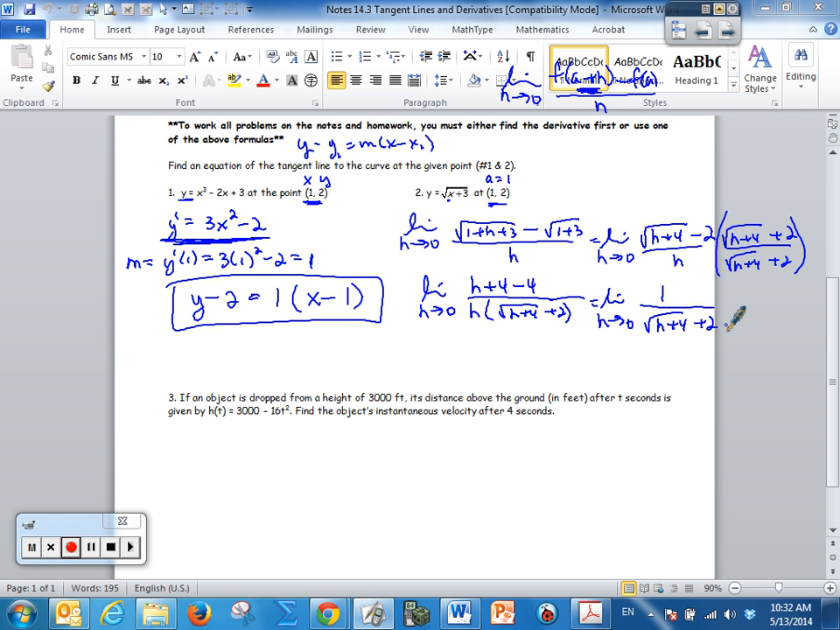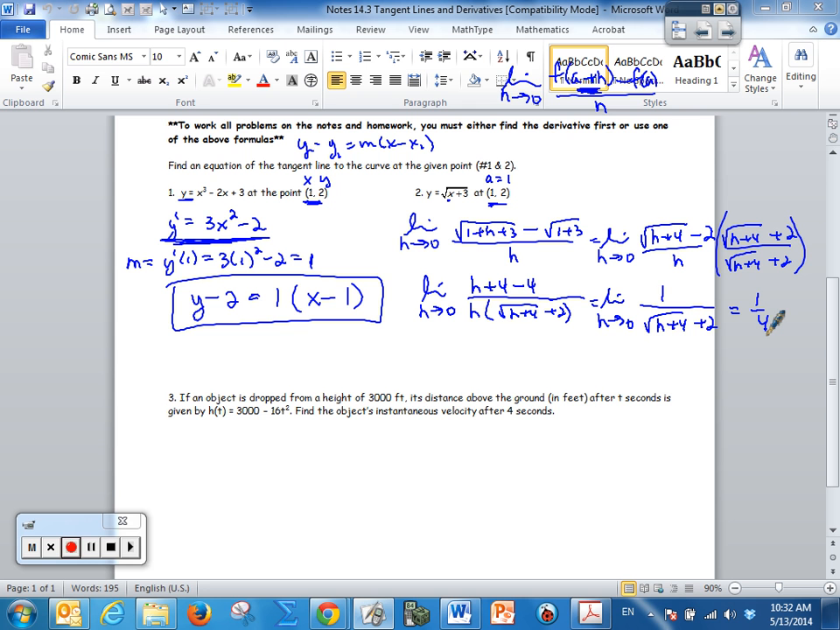All right. So at this point, I can substitute the 0 back in. I should be good to go. So put the 0 in. I get square root of 4, which is 2. And I get 1 over 2 plus 2, which is 1/4. Check my arithmetic. Are we good? So now that's my m.